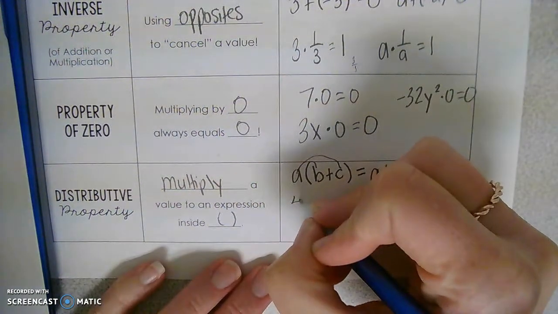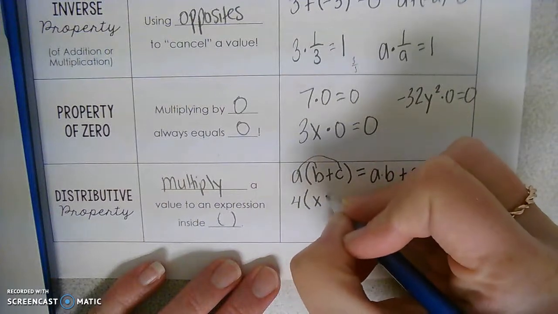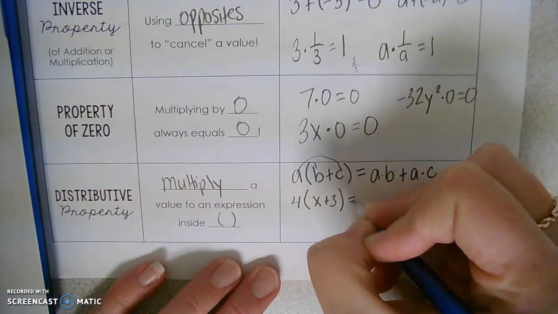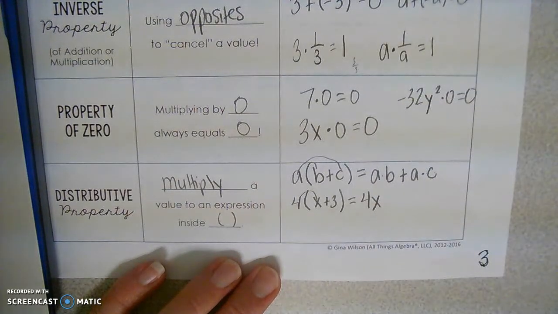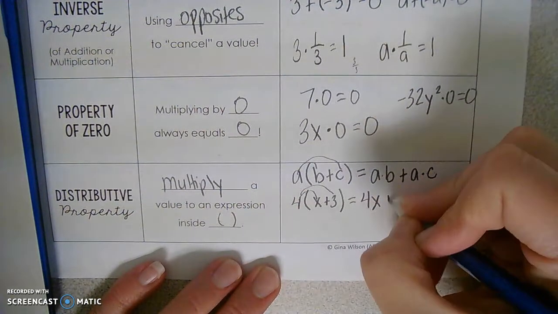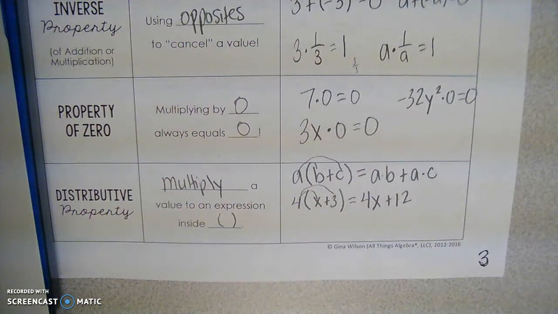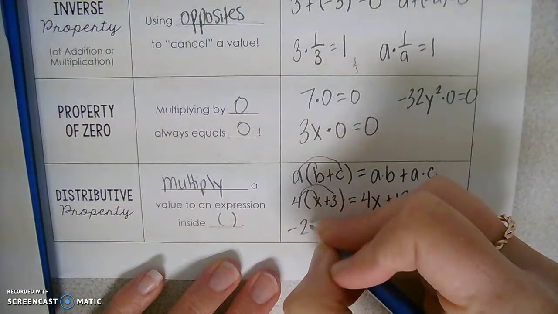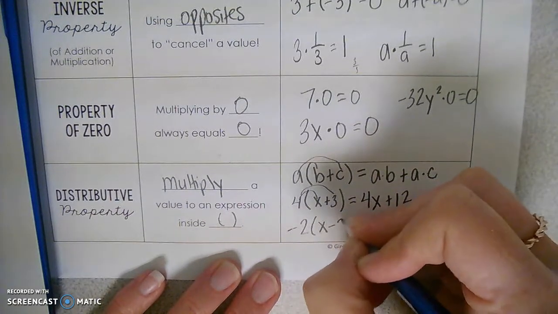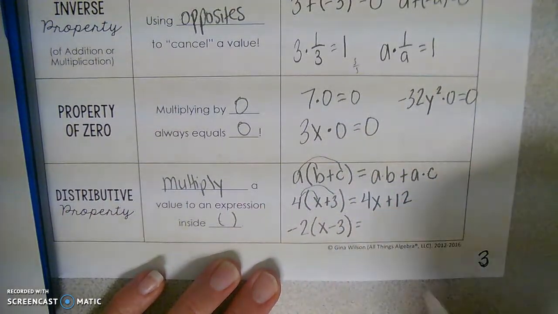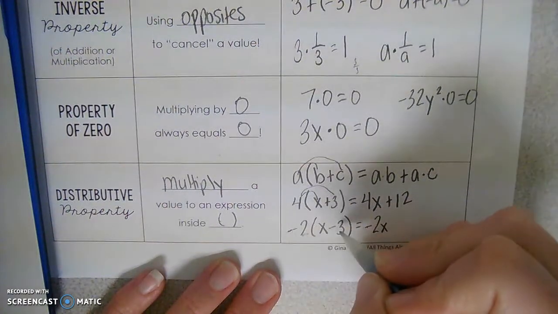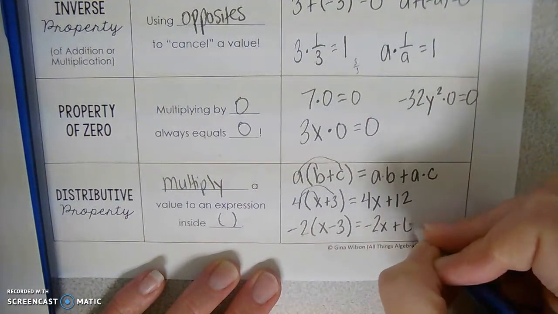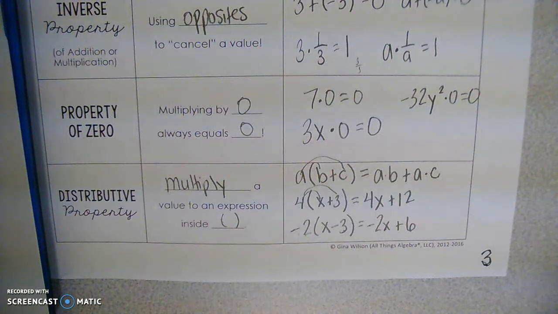So for instance, if I have 4 times x plus 3. 4 times x, we just write it as 4x. Always write the number first. 4 times 3 is 12. So 4x plus 12. You have to be careful if you see a negative 2 times x minus 3. Negative 2 times x is negative 2x. Negative 2 and a negative 3 gives us a positive 6. Negative 2x plus 6.